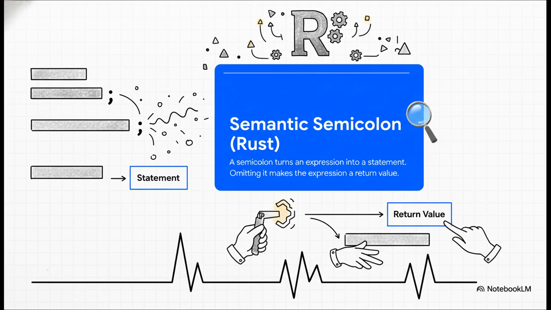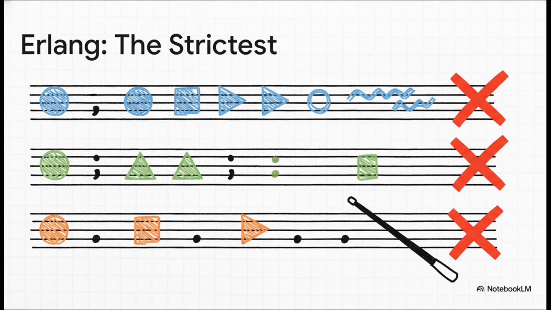It's so cool. And then you have Erlang, which might just be the strictest of them all. It doesn't just have one terminator, it has three. You use commas to separate function arguments, semicolons to separate different clauses, and a period, a full stop, to end a function definition entirely. And for all three, a trailing one is strictly forbidden. There is one right way, and that's it. People often say it feels less like writing code and more like transcribing sheet music. Every single note and rest has to be absolutely perfect.